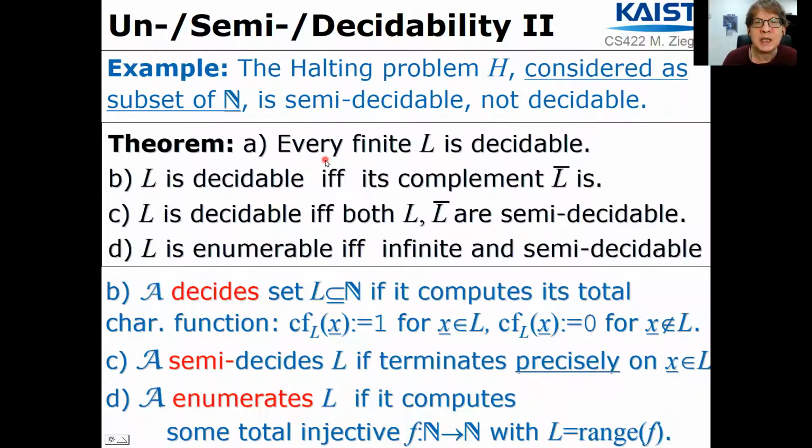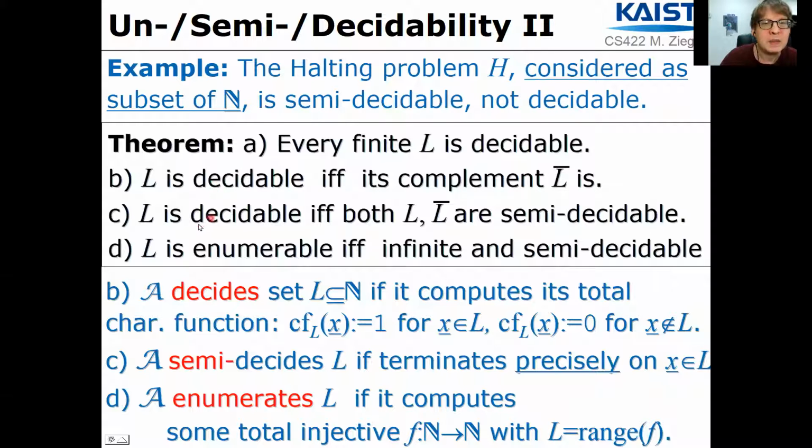First item says that every finite decision problem is decidable. So that means, from the computability perspective, the finite ones are trivial and therefore uninteresting, and we are going to ignore them for the rest of this course. The second item says that decidability is closed under complement. So if a decision problem is decidable, then also its complement is decidable and vice versa.